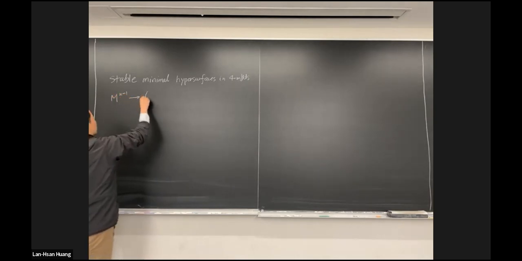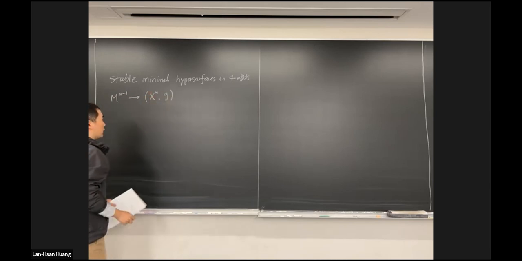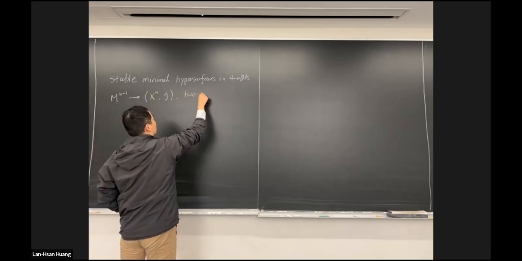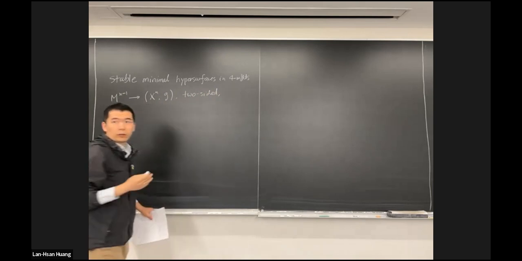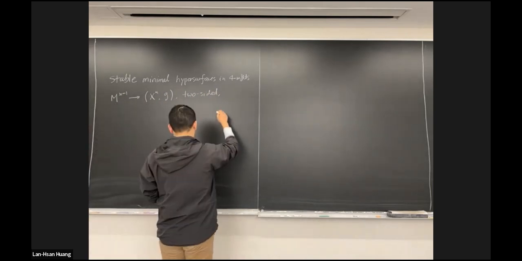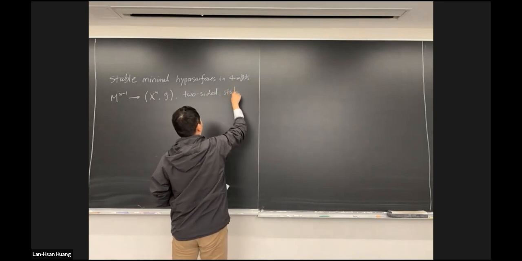Okay, today I will talk about some interaction between minimal surfaces and scalar curvature. Let's take a look at the setup. We have an immersion M^{n-1} into an ambient space that I'm going to call X^n with a Riemannian metric. I'm going to always assume that this is a two-sided immersion, meaning that you have a continuous choice of the normal vector field. And I'm also going to assume that it's a stable and minimal immersion.